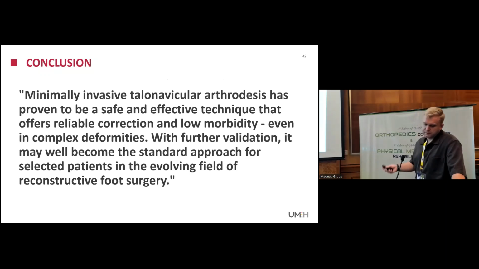So to conclude, the MIS TN arthrodesis has proven to be a safe and effective technique that offers reliable correction and low morbidity, even in complex deformities. With further validation, it may well become the standard approach for selected patients in the evolving field of reconstructive foot surgery.